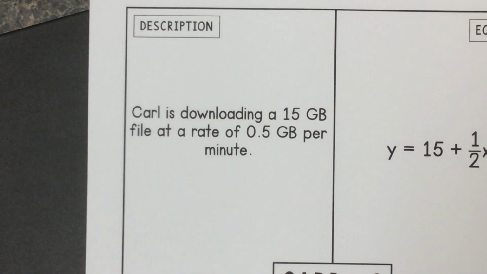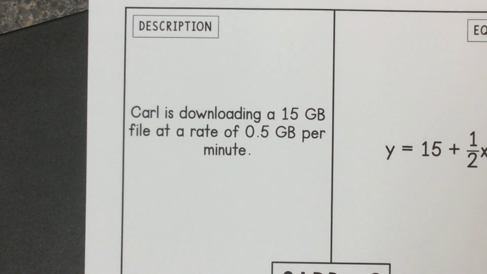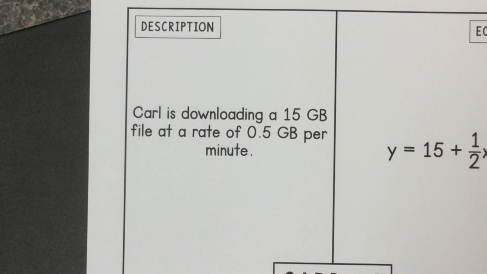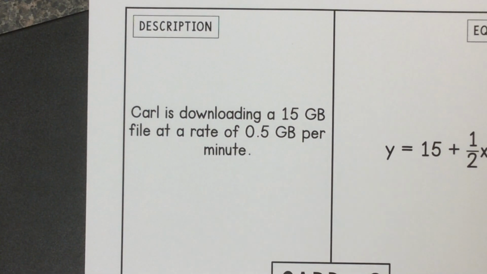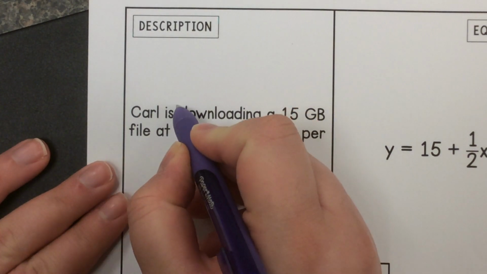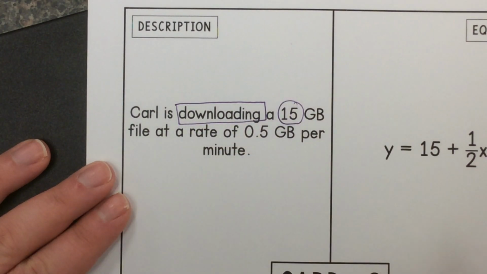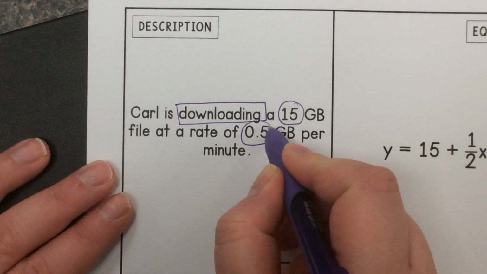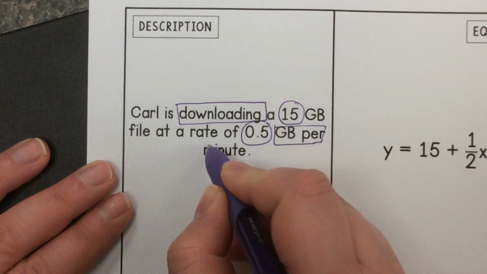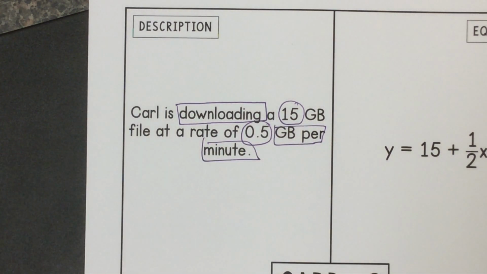So in our description, it says Carl is downloading a 15 gigabyte file at a rate of 5/10 of a gigabyte per minute. So it says that he is downloading 15 gigabytes at a rate of 0.5 gigabytes per minute.